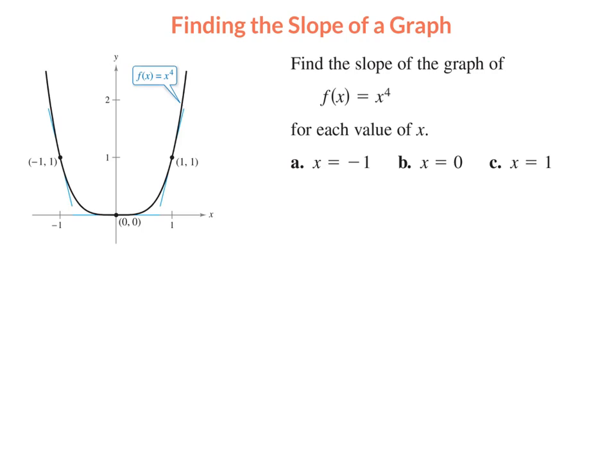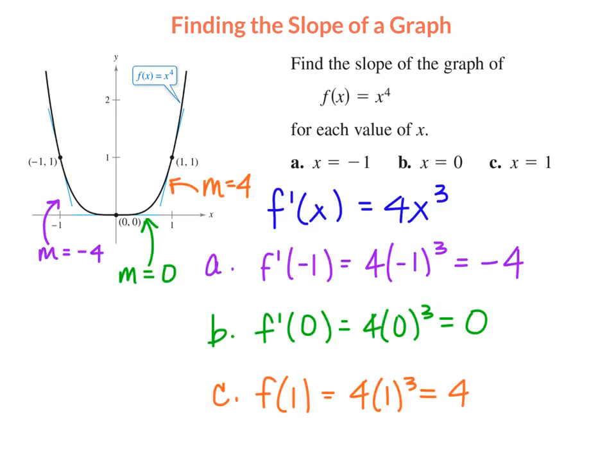One application of the derivative is to help us find the slope of a graph at a certain point. So let's say I have this function f of x equals x to the 4th power, and let's find the slope of the graph of f of x at each of these points: at -1, 0, and 1. First thing I have to do is find the derivative of f of x, so f prime of x is equal to 4x cubed using the power rule. And I'm just going to plug in -1, 0, and 1 in for x and figure out what the slopes are going to be.